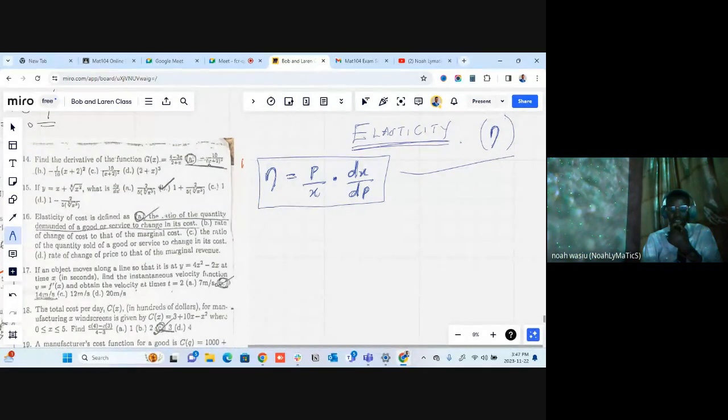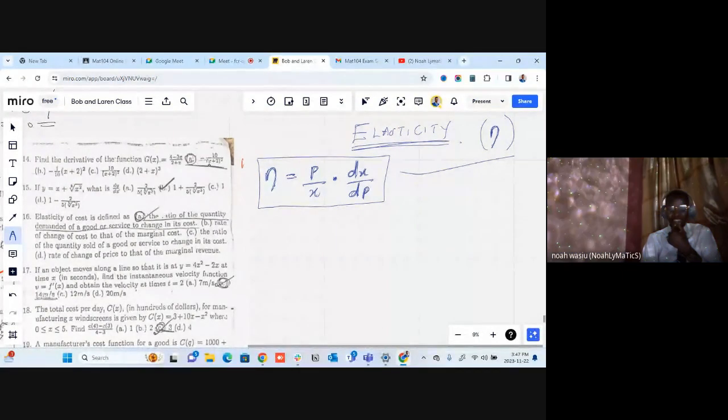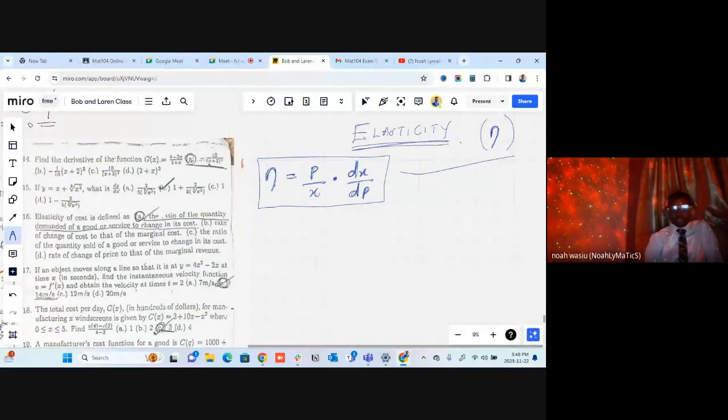Option C is quite similar to option A. Let me check the difference. This is the ratio of the quantity demanded, but this one is the ratio of the quantity sold. No, you can't use quantity sold. That means quantity demanded is still the best statement there. Next, rate of change of price to that of marginal. We are not dealing with marginal revenue in elasticity. So option A, just take note of this definition, please.